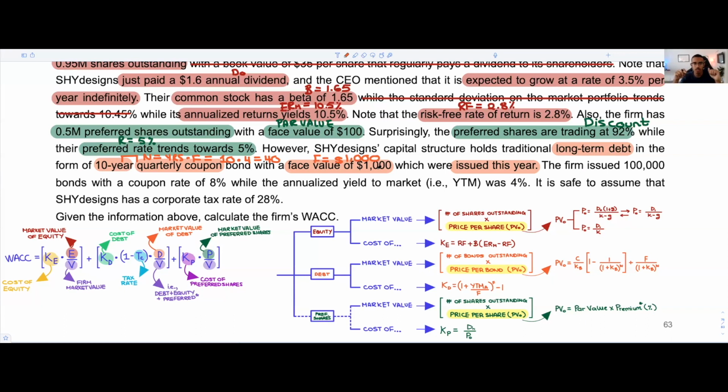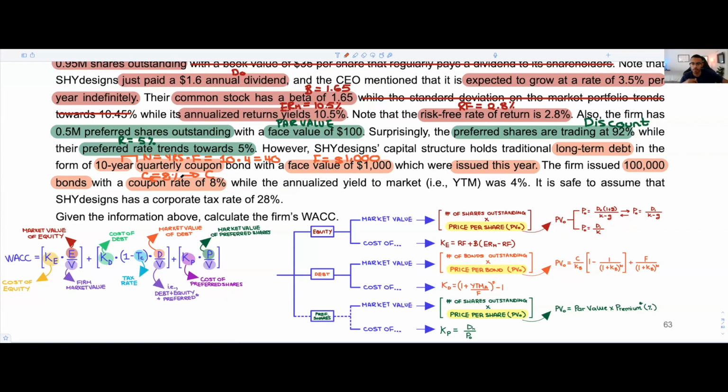Let's make sense of this sentence together. The reason why 100,000 bonds is relevant to us is because if we go into our flowchart and look at the market value of debt, we know that the number of bonds issued or outstanding is crucial. In this case, we need that because we want to solve for the market value of debt. They also told you that the coupon rate is equal to 8%. The reason why this is relevant is because with that, we're going to be able to solve for a coupon, all right?